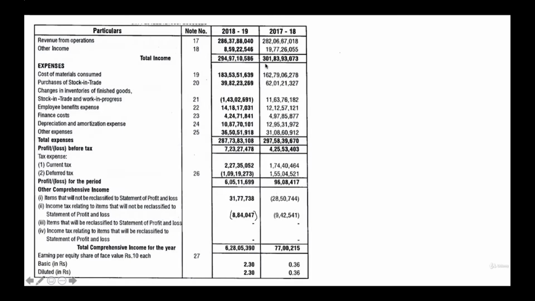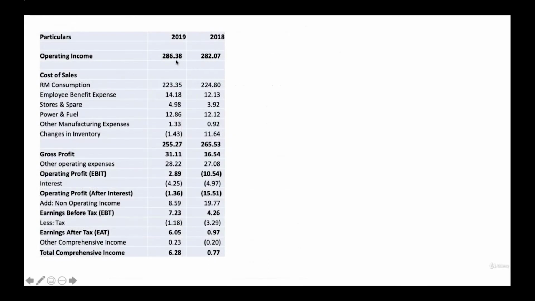Even though they say their total income is so much, what is of significance for us is only the revenue from operations. Okay, it is only 286 and 282. So actually the revenue from operations has improved. And all their cost we have divided into cost of sales and other operating expenses, right? So we have rearranged items. We have brought all items that come under cost of sales. So when we deduct this total from your revenue from operations, we get the gross profit.